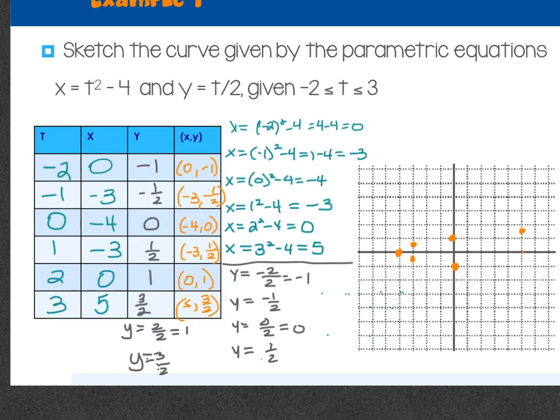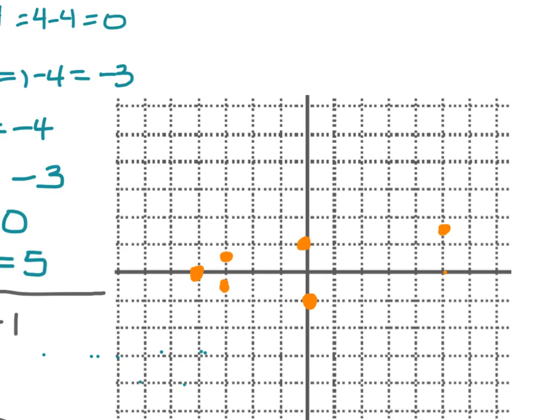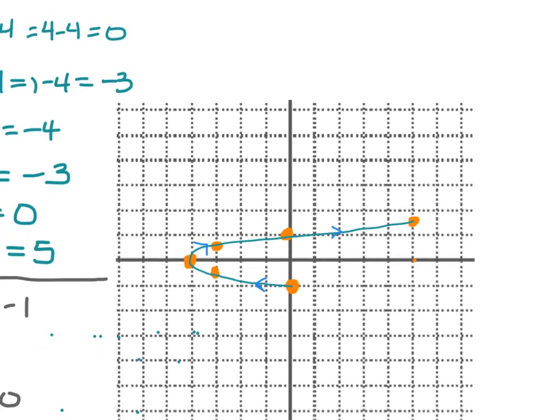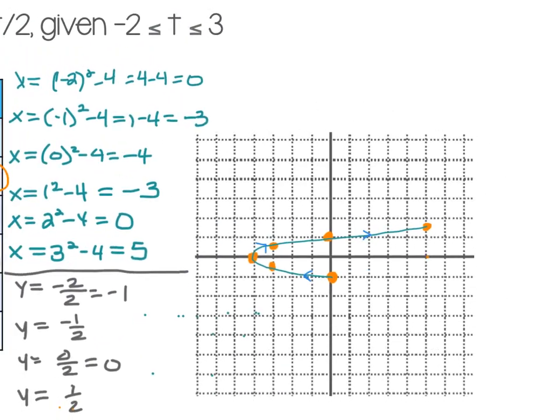Everybody still with me? So I need to connect those points in the order in which they were given to me. If I'm going from the very first one, which is on the bottom, all the way around to the end, it looks almost like a parabola that's turned on its side, but it's restricted. And my arrows, so you have to include the arrows on parametric, would go away from the first t and point to the last t.